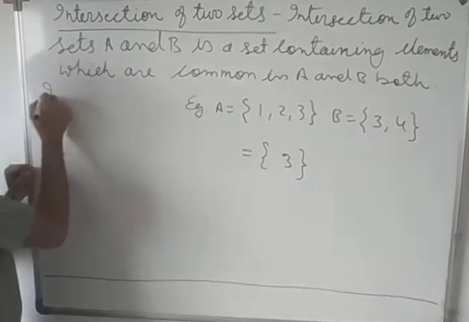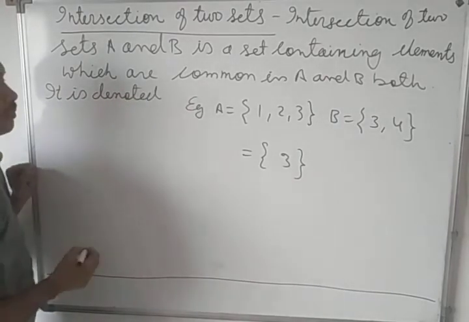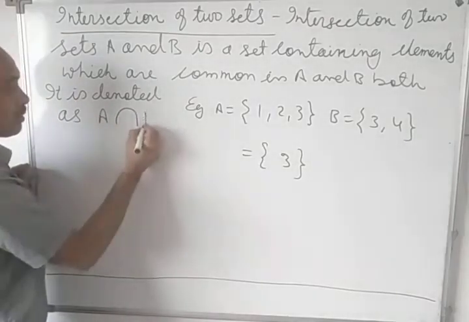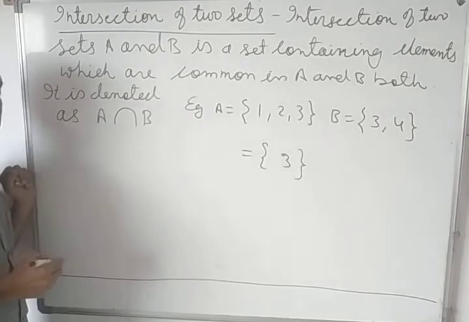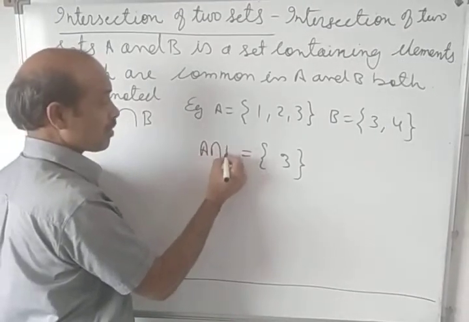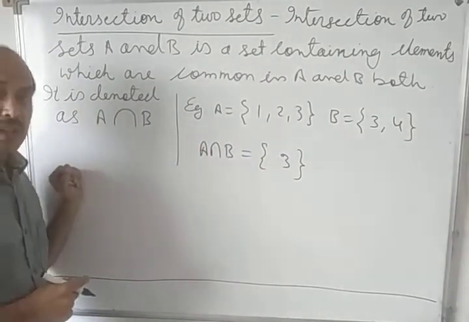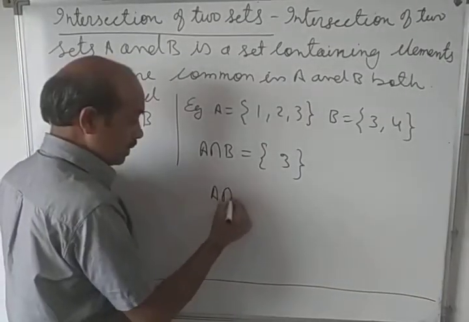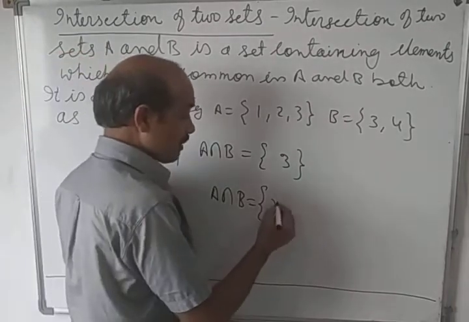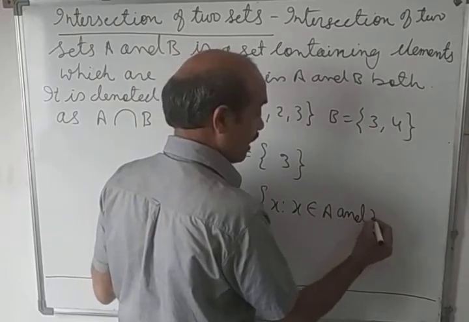It is denoted as just opposite sign of union, that is the sign of intersection. So in this case A intersection B will be 3. Also, set builder form of this intersection of A and B will be set of X, where X belongs to A and X belongs to B.